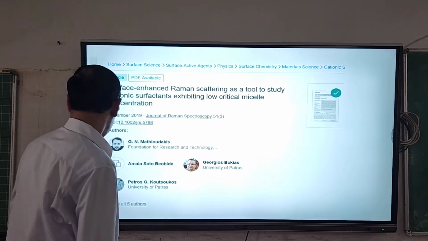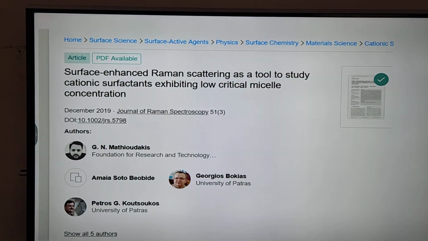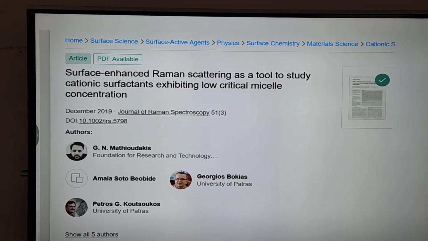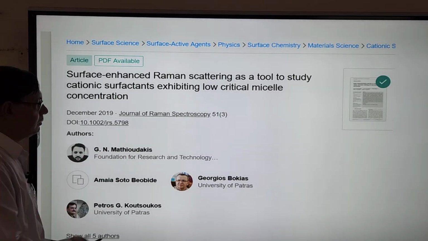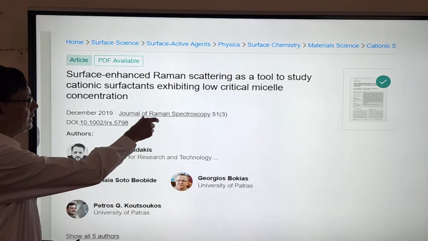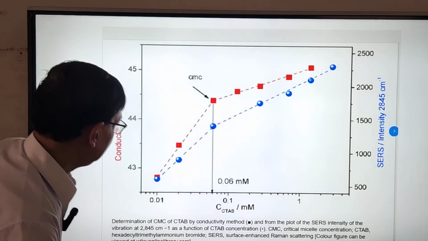Again I am showing you another very good research paper of some scientists. And again, it is a very modern method for us because we don't have this instrument, and this is surface enhanced Raman spectroscopy. With the help of this, I'll show you the data. It is published in the Journal of Raman Spectroscopy, and you see, it's very simple.